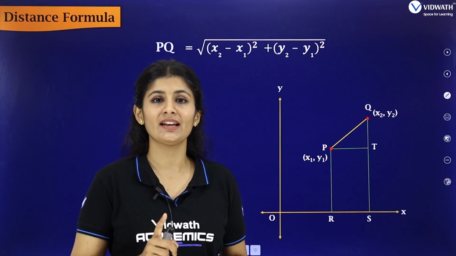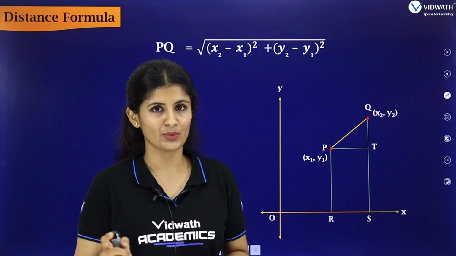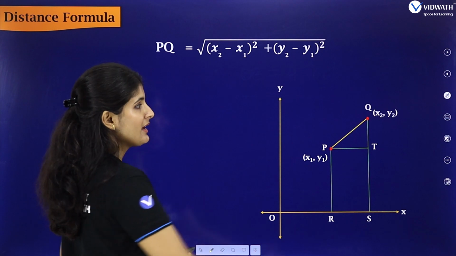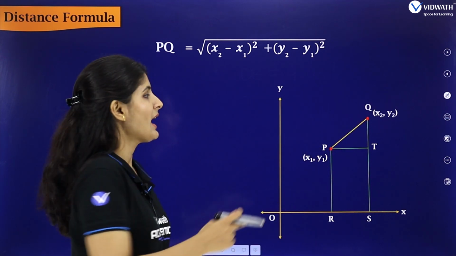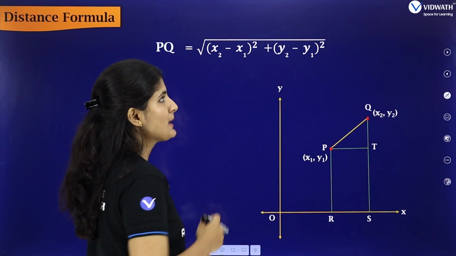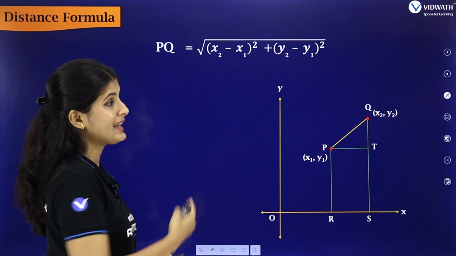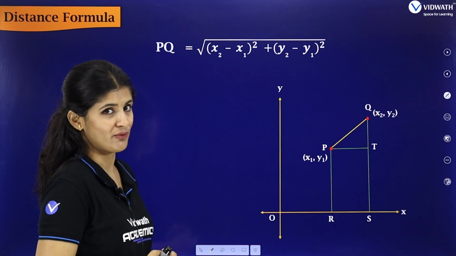Let me take the coordinates of the 2 points as x1, y1 and x2, y2. Here, P be the point having the coordinate x1, y1 and Q be the point having the coordinate x2, y2. I need to find the distance PQ and the formula will be given as such. Let me show you how we come to this formula. Let me show the derivation of it.